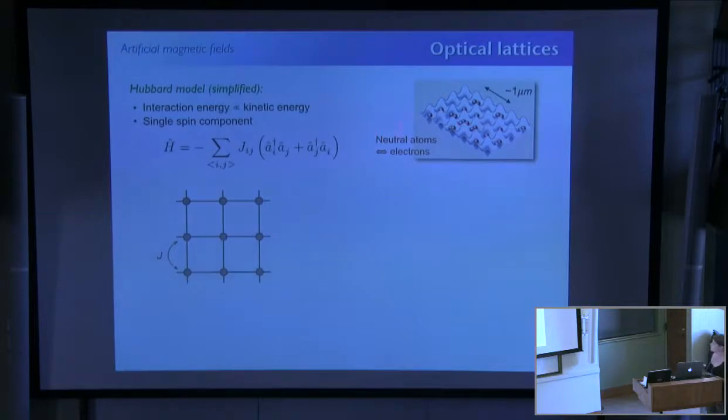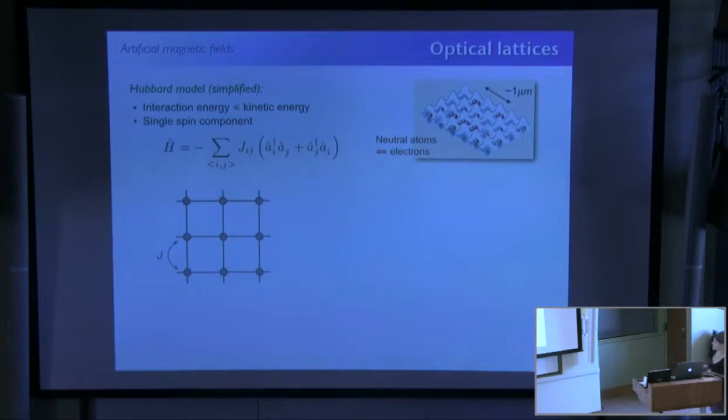The motion of the neutral atoms in these optical lattices can then be described by the Hubbard model, bosonic or fermionic Hubbard model, depending on the species. But since I will neglect interactions, the Hubbard Hamiltonian here is very simple. We only have one spin component. There's no on-site interaction, and all the dynamics is simply governed by the tunnel coupling between neighboring sites, which is typically real.